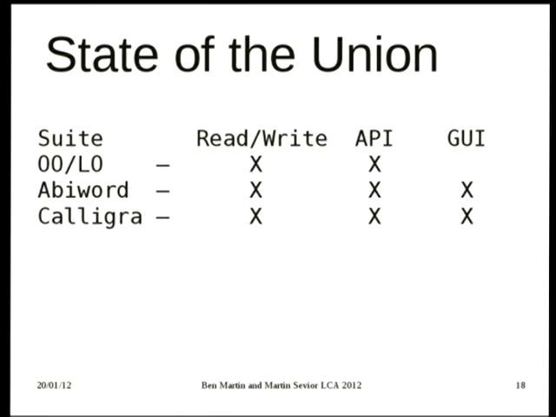Current state of RDF and ODF support. OpenOffice and LibreOffice can read, write, and have an API internally, but they don't expose it, which I think is a horrific mistake, because it's there. If you have RDF, it gets read and written, but you can't interact with it. So unless you're actually taking the time to send patches and play around with code, most people aren't going to use it. Abiword and Calligra both have read-write, both have an API, both have copy and paste, which respects IDs.